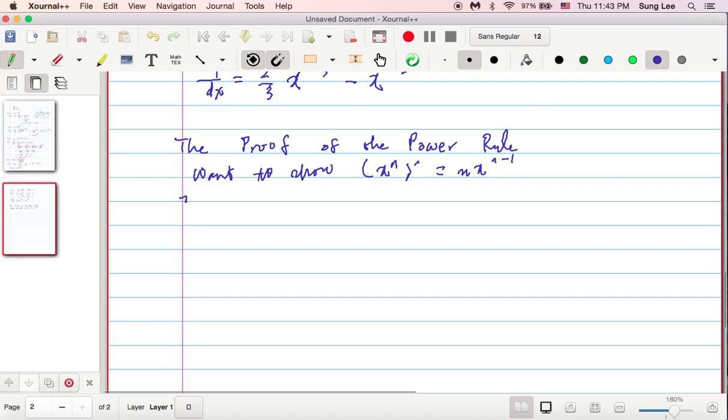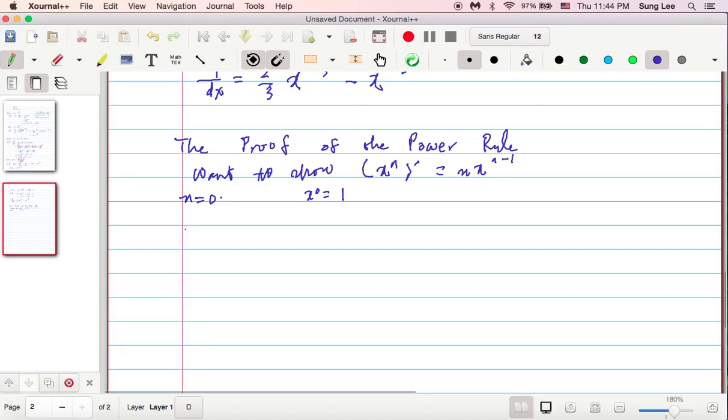So the n equals 0 case, where actually x to the power 0 equals 1, so it really doesn't matter, right? The derivative is 0, which is the same as 0 times x to the negative 1. So that becomes 0, okay? So that's a really trivial case, right?